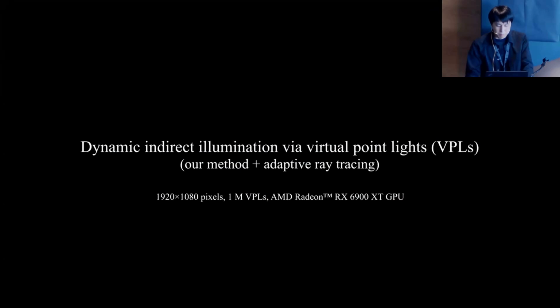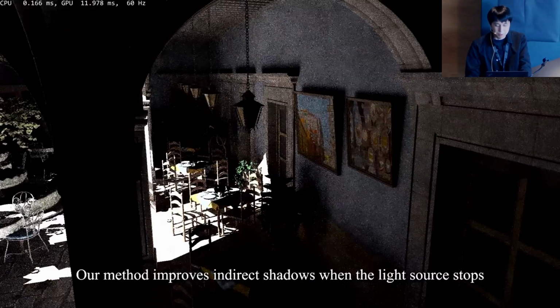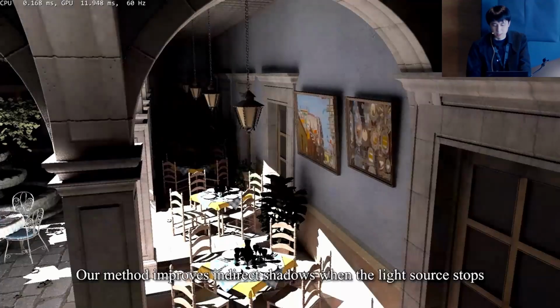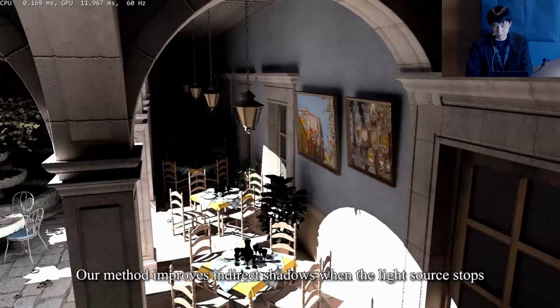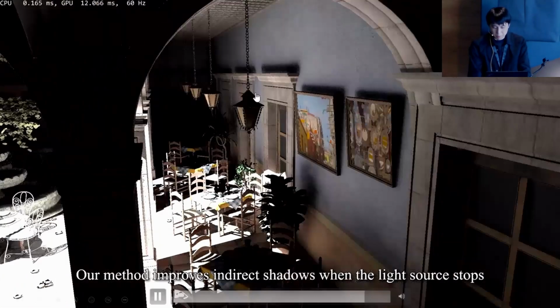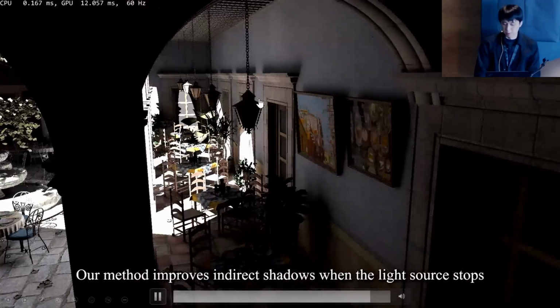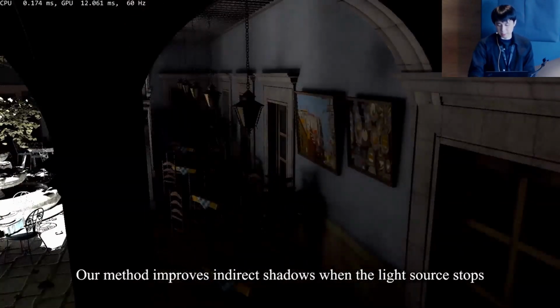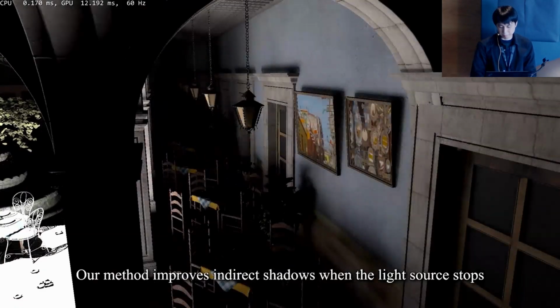Our method can be used for indirect illumination as well as direct illumination by using virtual point lights. For this, we can improve the quality of indirect shadows when the light source stops.